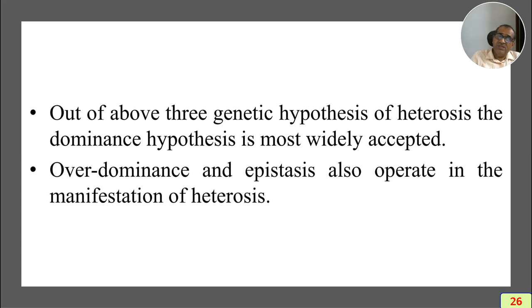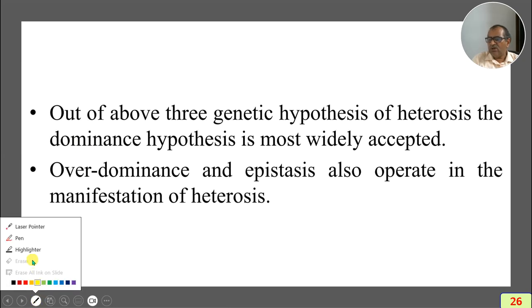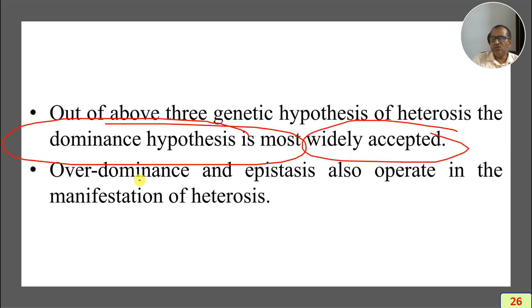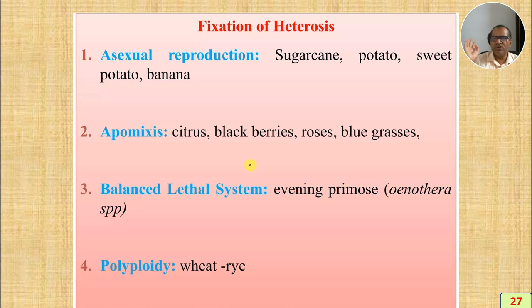Out of the above three genetic hypotheses, the dominance hypothesis of heterosis is the most widely accepted. Please remember this about the three; the important thing to remember is that the dominance hypothesis is the most widely accepted hypothesis. Overdominance and epistasis also operate in the manifestation of heterosis.